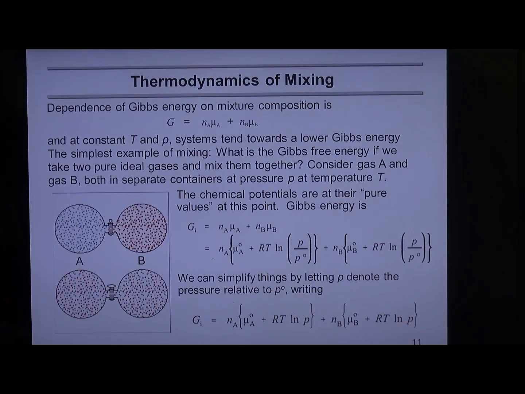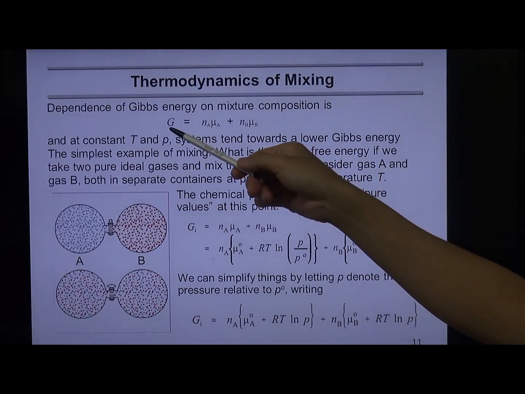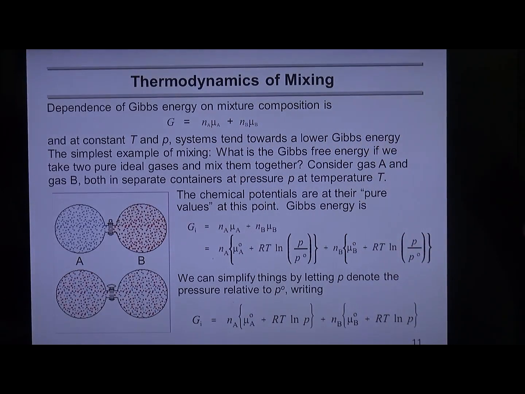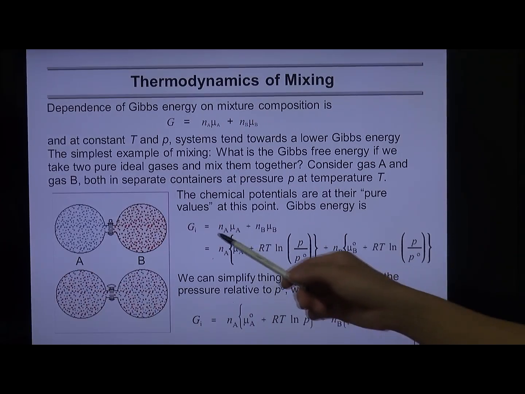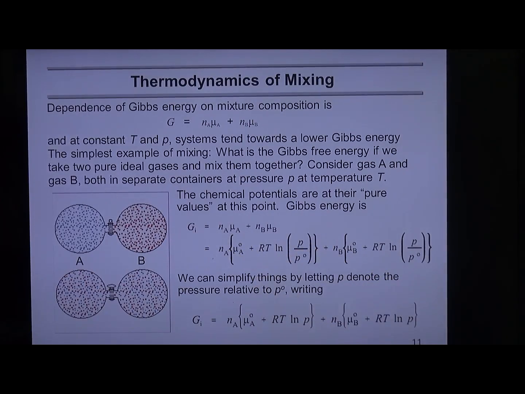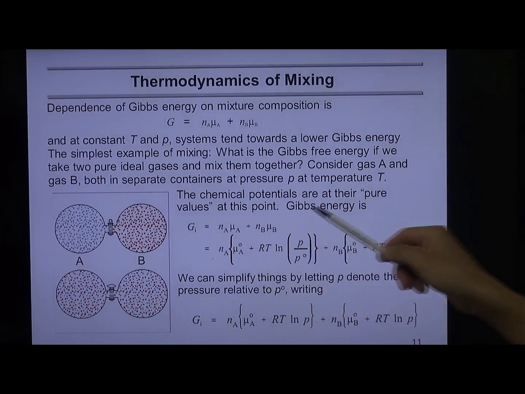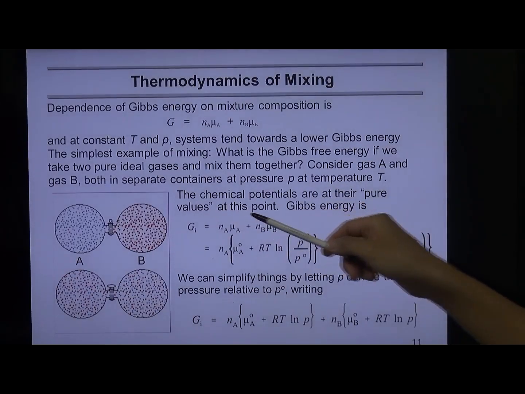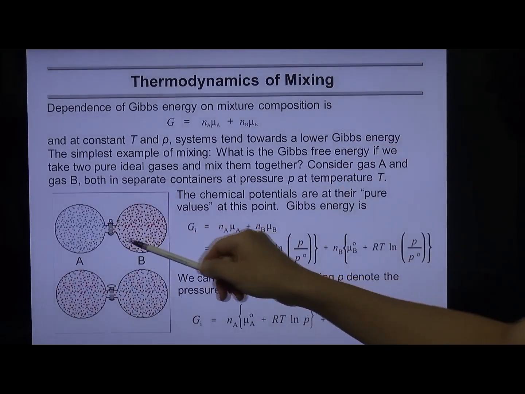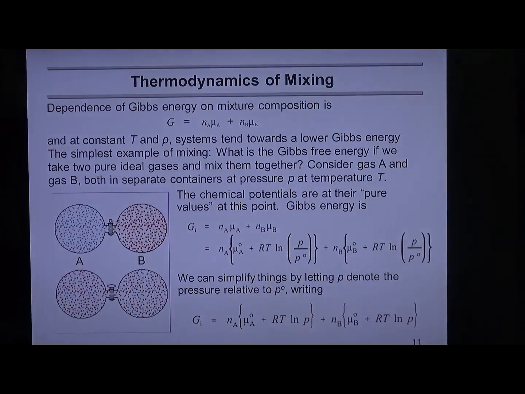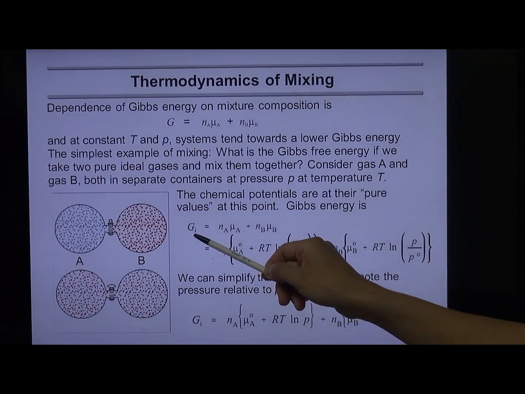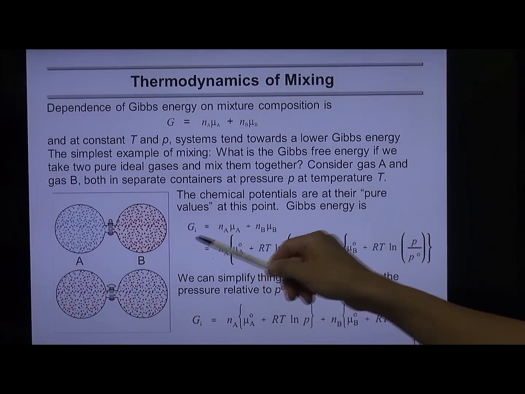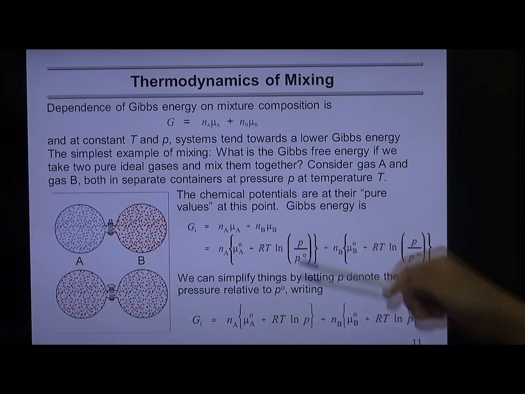All right. So we'll now calculate the Gibbs energy change upon mixing two different gases. First, let's consider the Gibbs energy before mixing, basically the Gibbs energy at their pure values when the two different gases are separated from each other. So G_i, where i means initial, is n_A mu_A plus n_B mu_B.